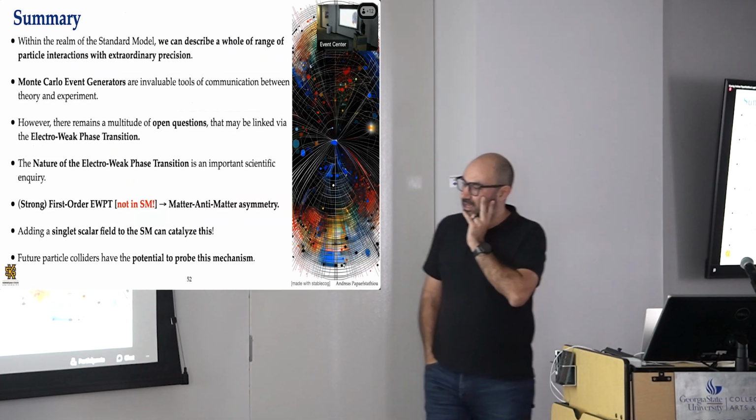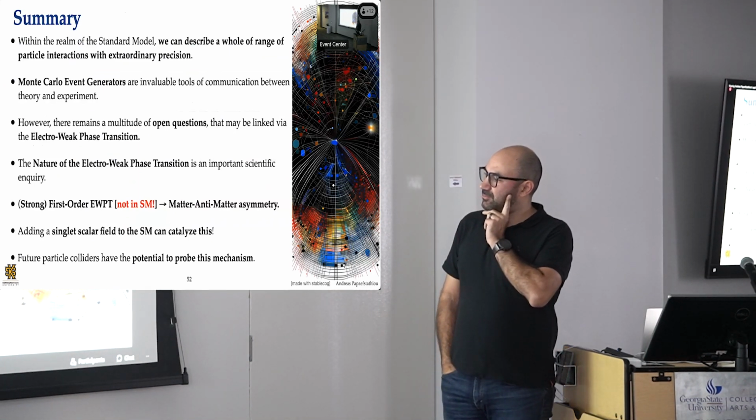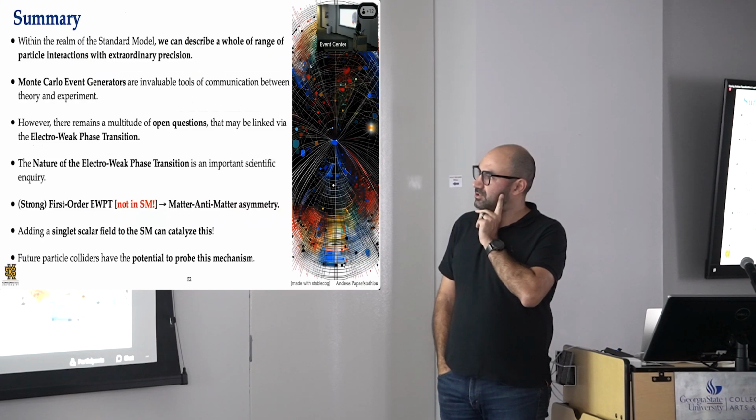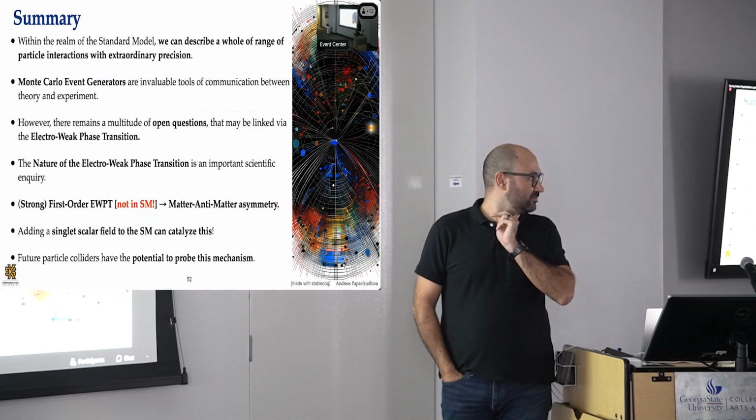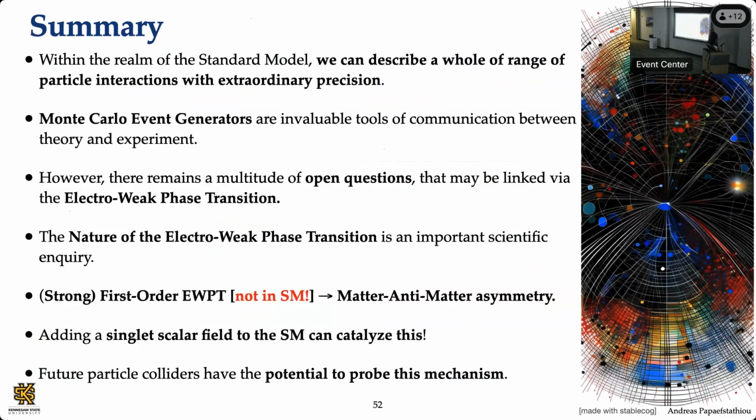So this is, by the way, I can't remember what the prompt for this was, but it was again related to electroweak symmetry breaking. So this is also an AI generated image.